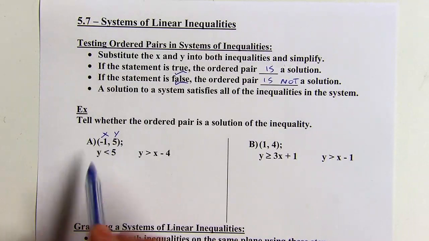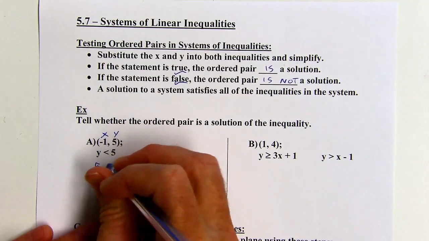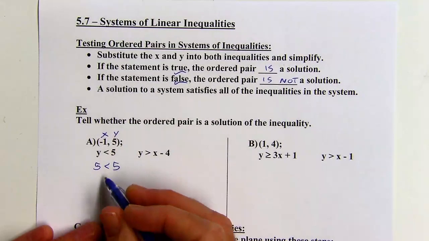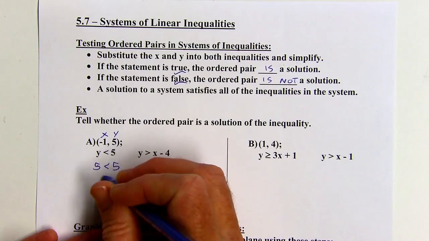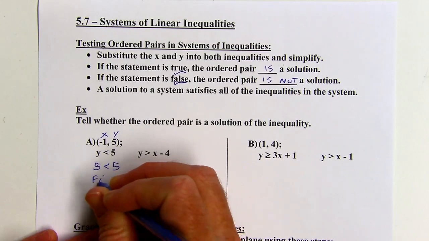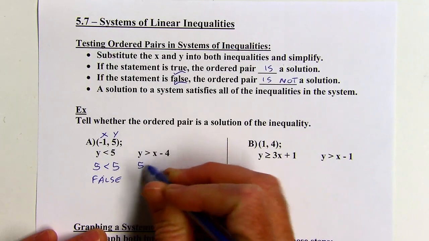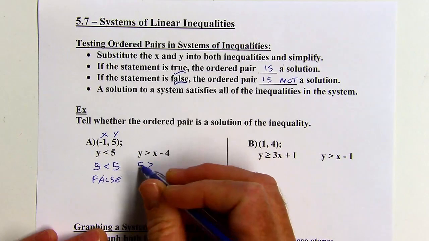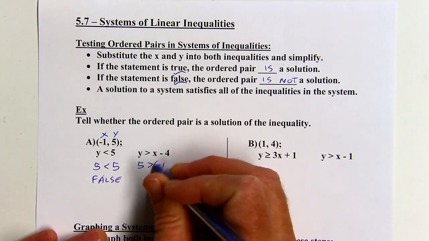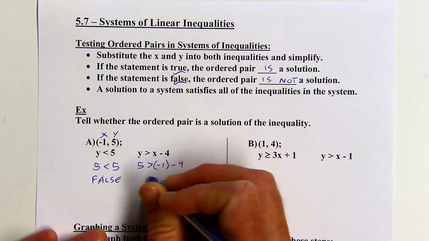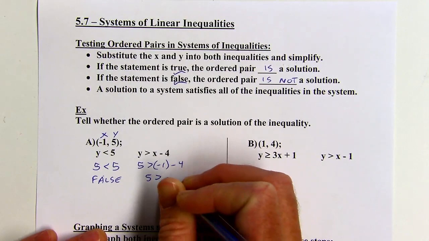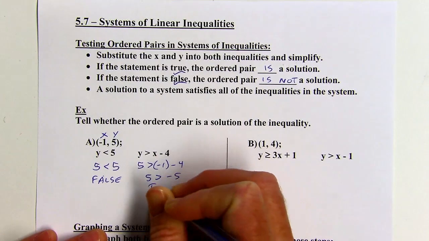I'm going to plug in 5 for y into this, and I get 5 is less than 5. Well, that's false, right? I got a false statement there. 5 is not less than 5. And I'll just plug it into the other one while I'm at it. So I'm plugging in 5 for y and negative 1 for x, and then I get 5 is greater than negative 5. Well, this one is true.